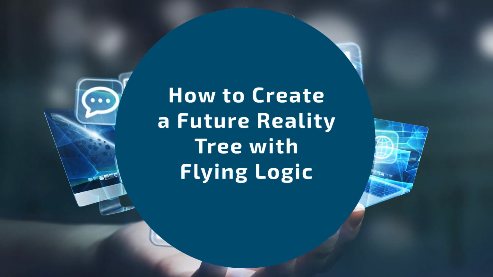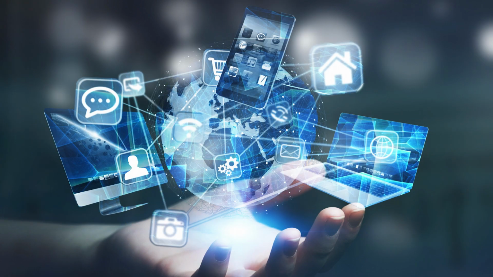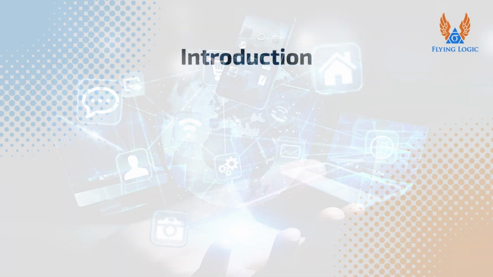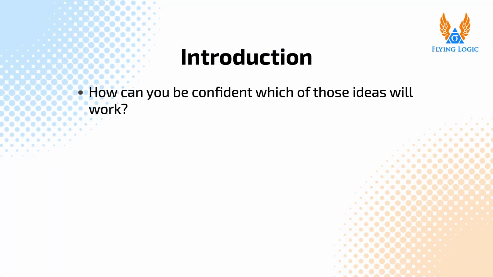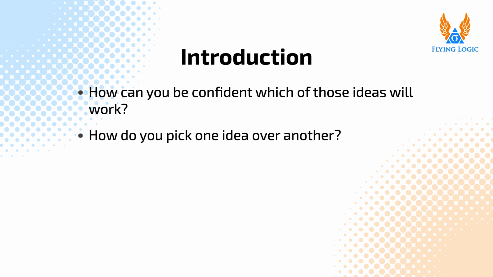Perhaps you have a system you want to improve, and you've done a current reality tree to identify what needs to change. Perhaps you've also done one or more clouds to create some potential win-win solutions, in other words, what to change. But how can you be confident which of those ideas will work? How do you pick one idea over another?